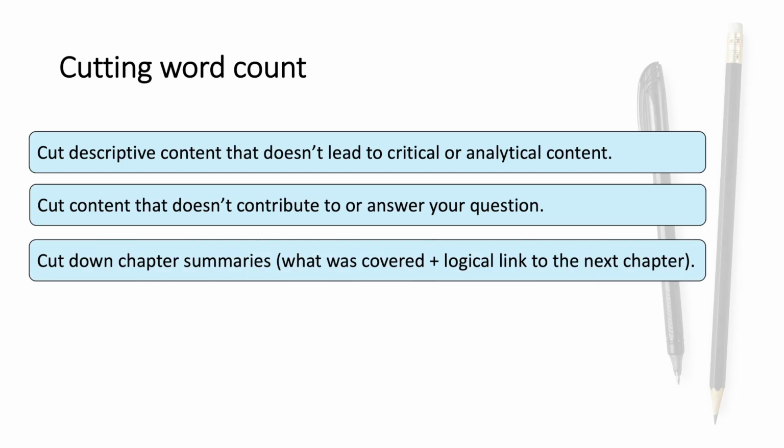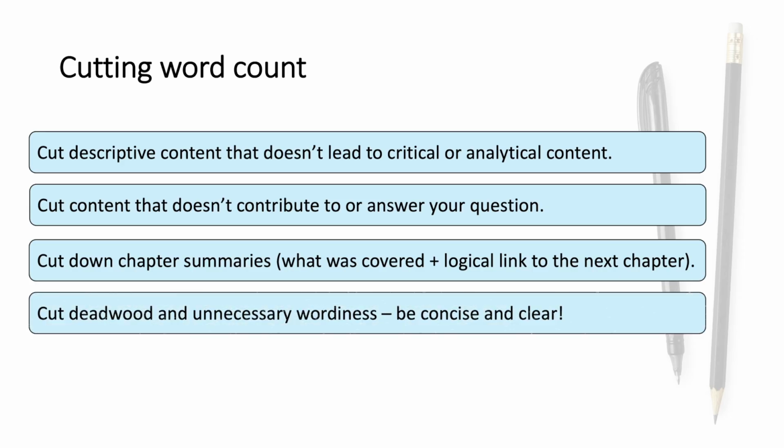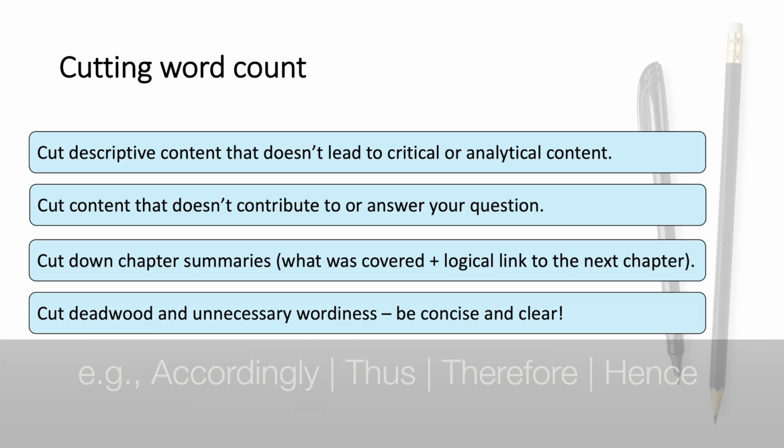Cut down chapter summaries, as in introductions and conclusions of chapters. Cut deadwood and unnecessary wordiness. So rather than using phrases like on the other hand, you could use the phrase alternatively or conversely. Sentence starters are a really good place to begin cutting word count. For example, as a result, could you reduce that to a single word?